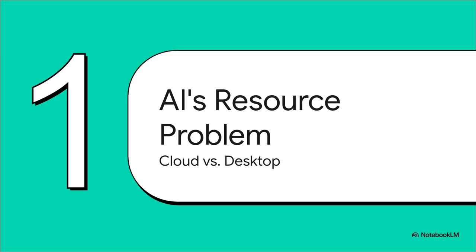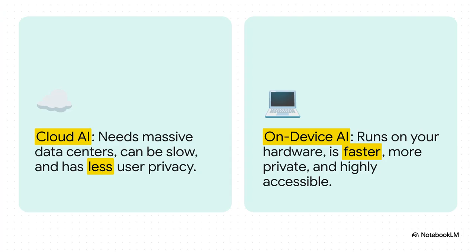Okay, so to really get why this is such a big deal, you first have to understand AI's biggest problem. It's just been so demanding. For years, the most powerful AI has been trapped in these giant data centers, in the cloud. So you've got these two worlds, right? On one hand, you have cloud AI. Sure, it's powerful, but it's got downsides. You need those massive data centers, you can get lag, and let's be honest, you're always wondering about your privacy.